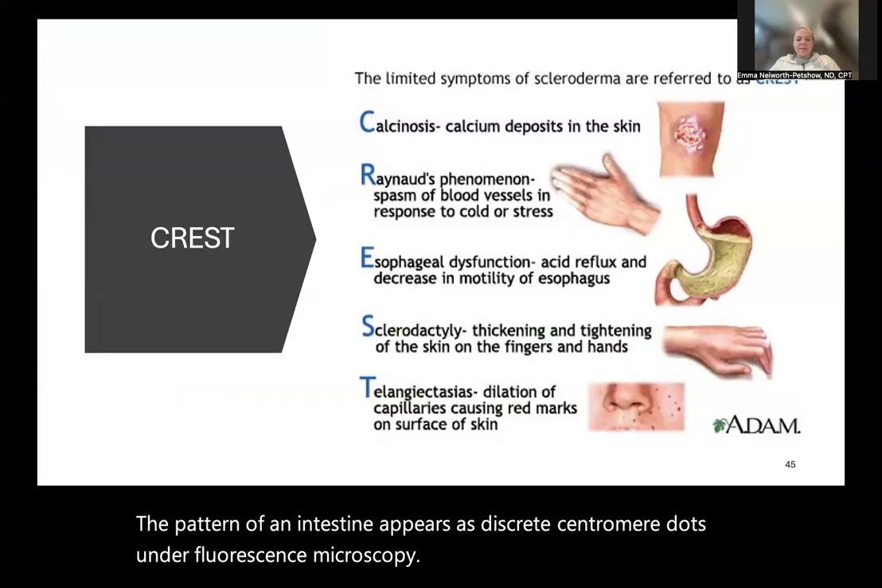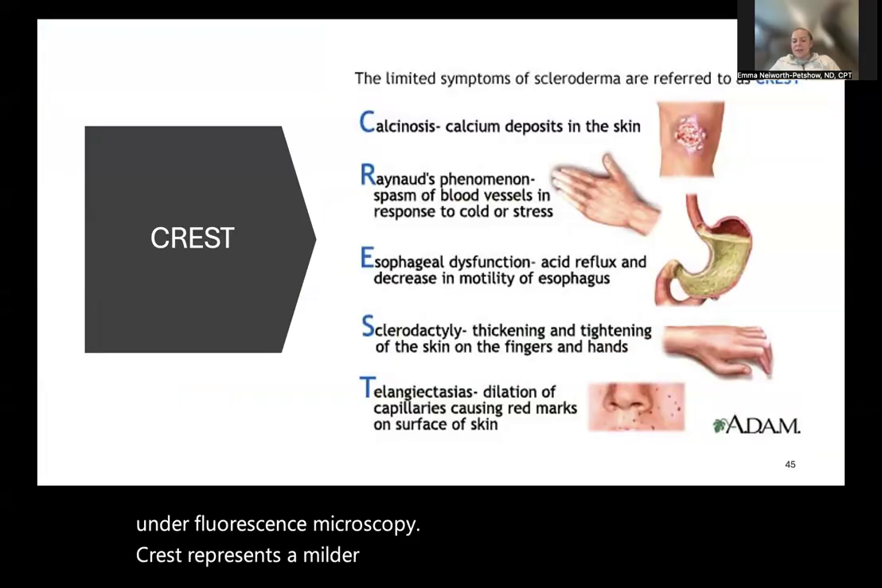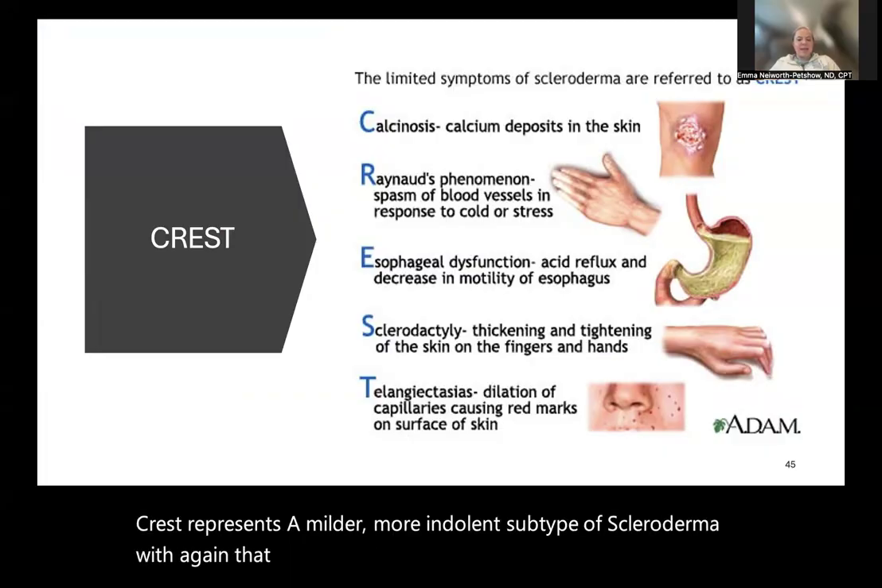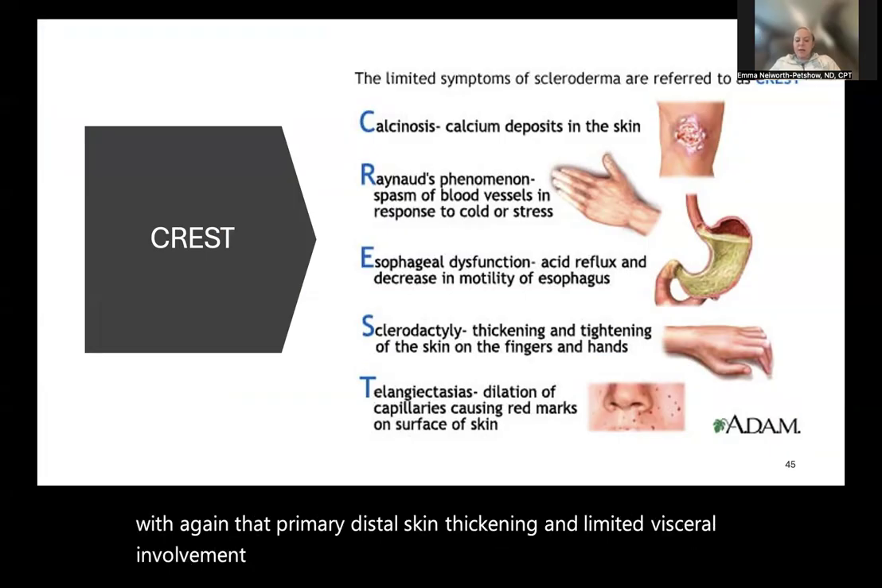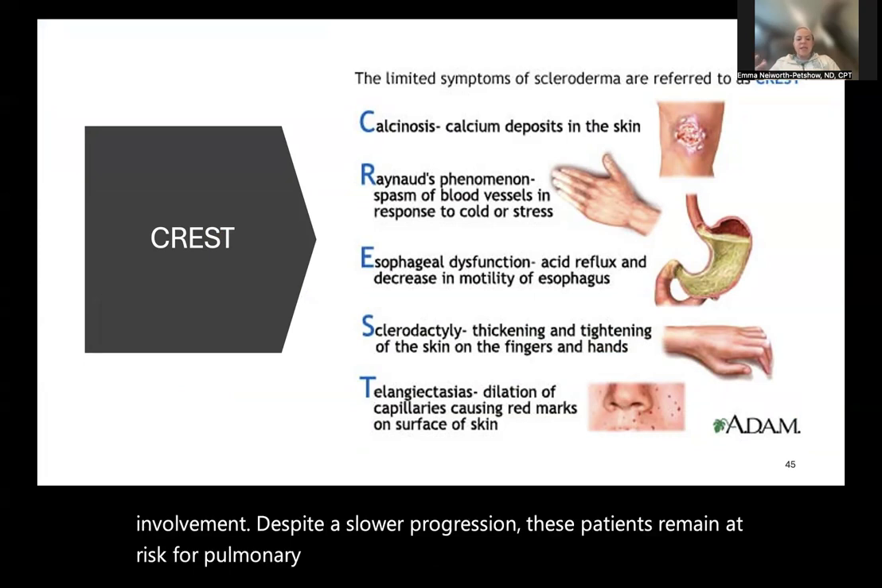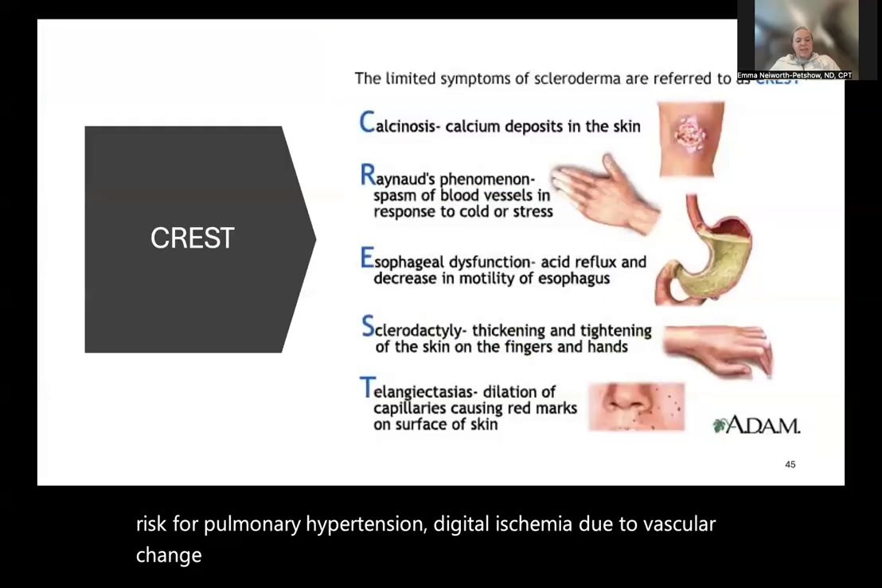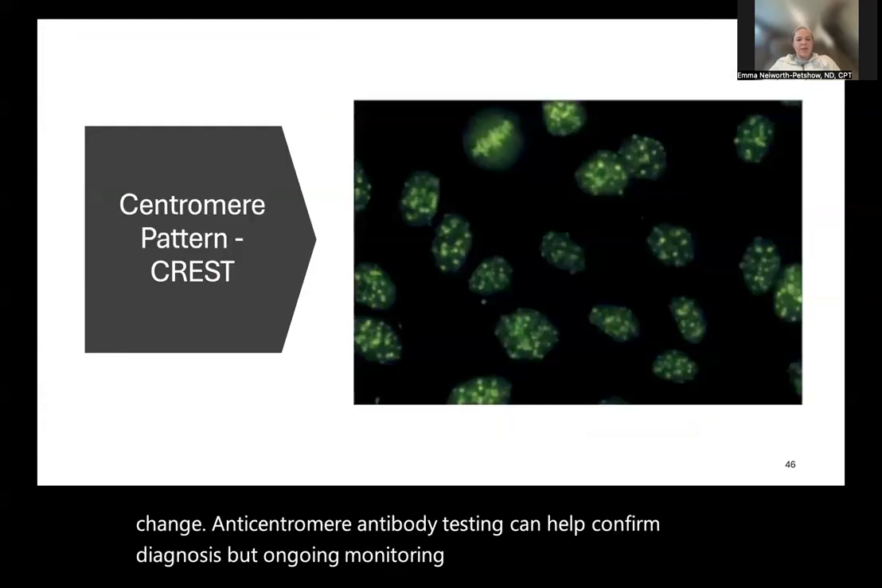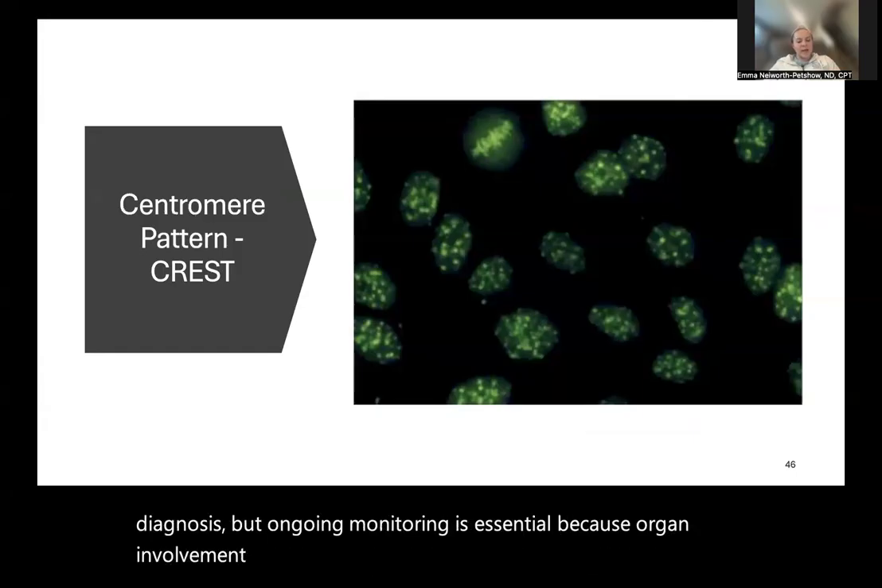CREST represents a milder, more indolent subtype of scleroderma with, again, that primary distal skin thickening and limited visceral involvement. Despite a slower progression, these patients remain at risk for pulmonary hypertension and digital ischemia due to vascular change. Anti-centromere antibody testing can help confirm diagnosis, but ongoing monitoring is essential because organ involvement can develop over time.